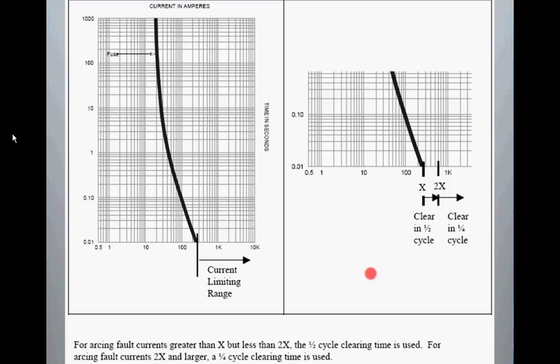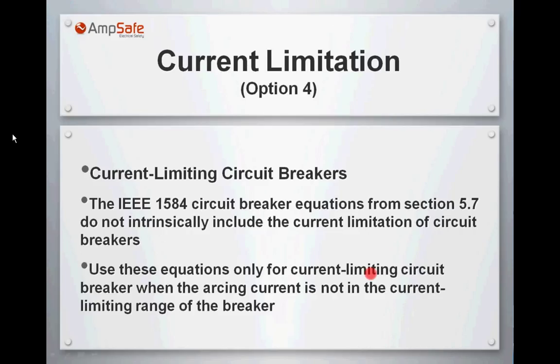Now, how about current limiting circuit breakers? There are some modern breakers that are current limiting. The curve also goes down and becomes faster as the current increases, and there's going to be a point where the curve of the current limiting breaker will also intersect the x-axis, or the current axis. So how can we use the effect of current limiting circuit breakers for the calculation of arc flash incident energy?